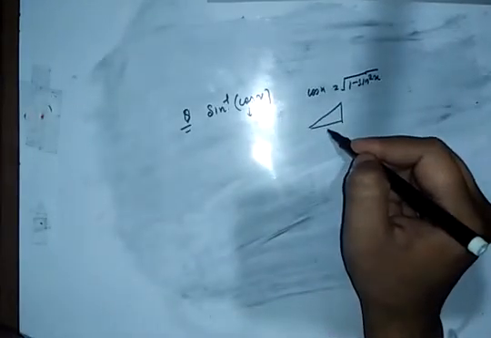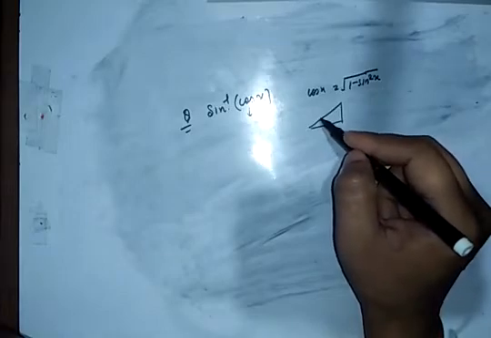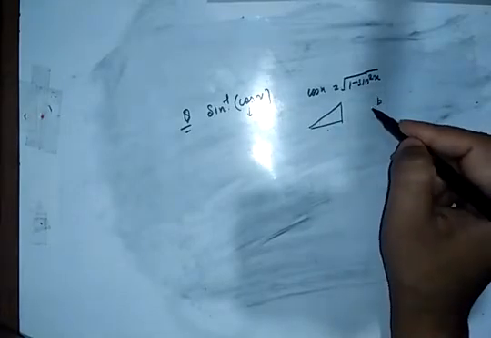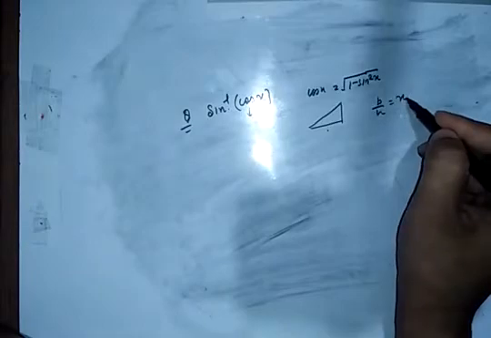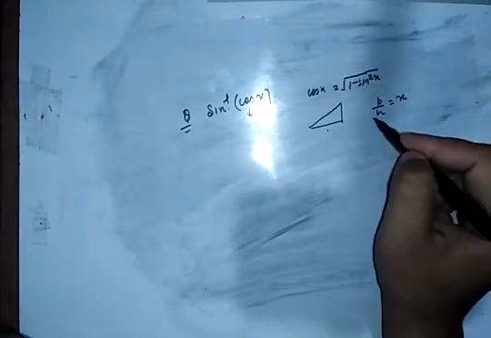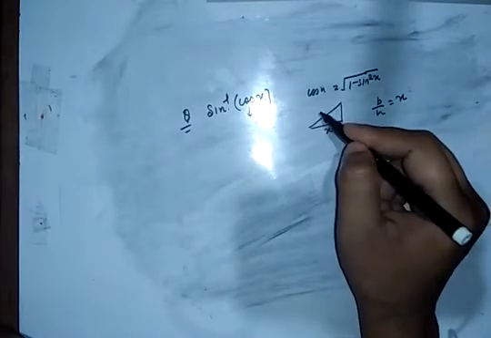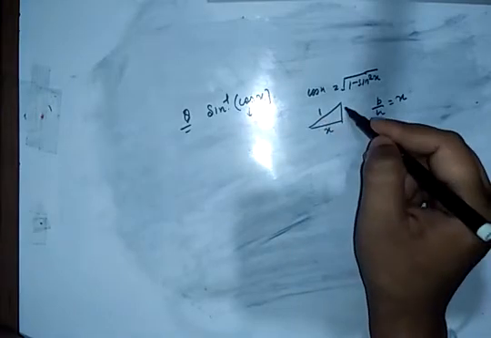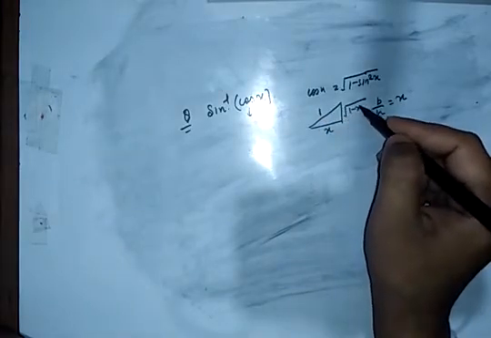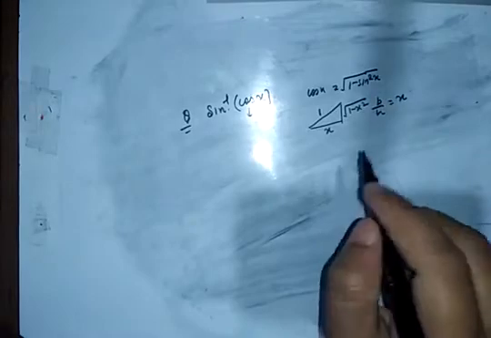In this way, I will draw a simple approach. Cos x is nothing but b by h. So b by h is x, so b is equal to x. I assume b is equal to x, and h is 1. So this value is what? 1 minus x square.